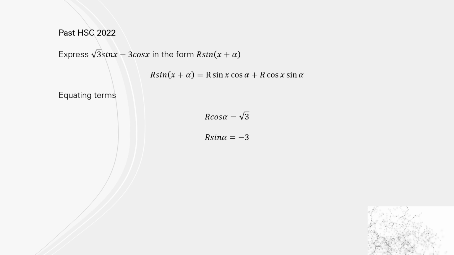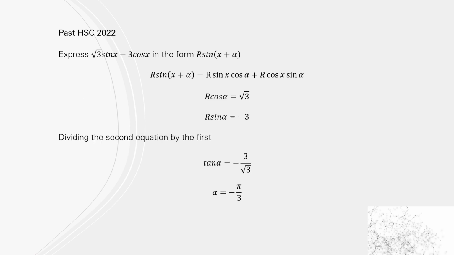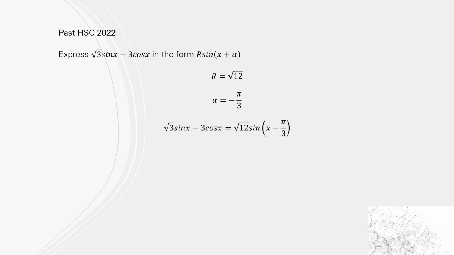So we're going to square them and add them, and we're going to divide them. So square both sides, and you get r squared equals 12. So r equals the square root of 12. And dividing both sides, the second equation by the first, you get tan alpha equals minus 3 on surd 3. So alpha is equal to minus pi on 3. So therefore, surd 3 sine x minus 3 cos x can be written as surd 12 sine x minus pi on 3.